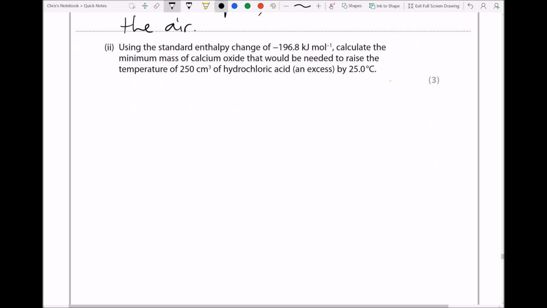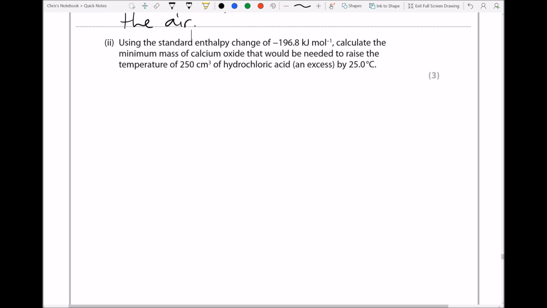Okay, right, part 3. Using the standard enthalpy change of minus 196.8 kilojoules per mole, calculate the minimum mass of calcium oxide that would be needed to raise the temperature of 250 centimeters cubed of hydrochloric acid, which is in excess, by 25 degrees Celsius. So what we have to do is ultimately work out the number of moles of our substance, because if we know the number of moles, we can then work out the mass, because we know the relative molecular mass of calcium oxide.